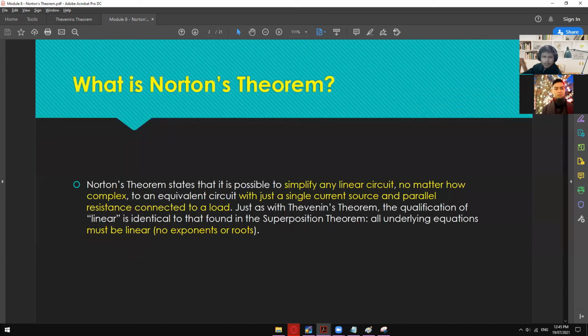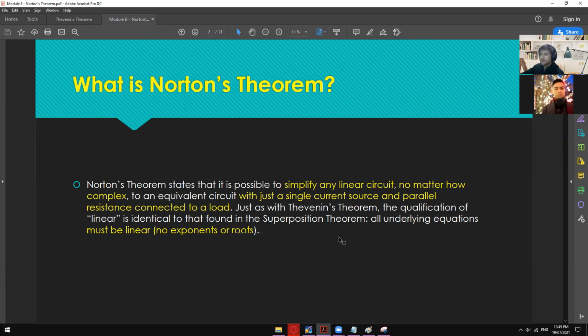We still have 2 minutes, so let's maximize our time. Again, the same concept: we can convert any linear circuit into a super simplified circuit, like Norton's equivalent circuit, as long as it's a linear circuit. It doesn't have exponents or roots.